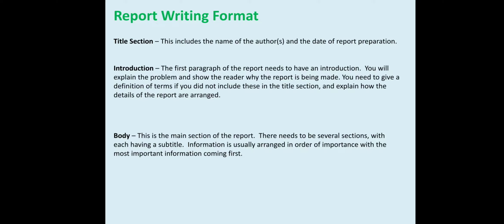Next is the body. This is the main section of the report. There needs to be several sections with each having a subtitle. Information is usually arranged in order of importance with the most important information coming first. In the body, you are explaining the description of the events that took place. So here you need to write that in a chronological order, means how the action took place in the particular event. According to that, you need to write the body of the report.